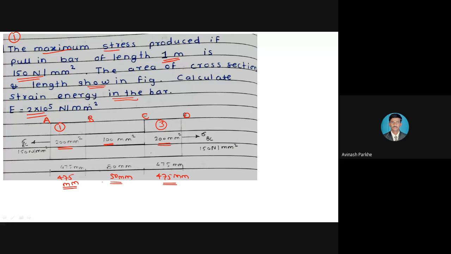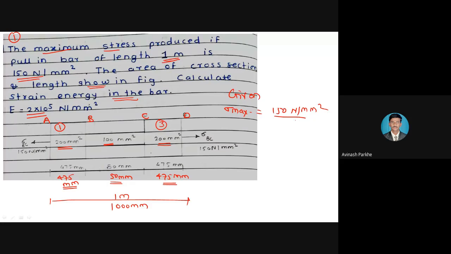Okay, and the total length of this particular bar is 1 meter. 475 plus 50 plus 475, the total length is 1 meter, or 1000 mm, which is given in the statement. And this particular bar AD, that is section 1, section 2 and section 3, is subjected to the maximum stress. I will write down the given. It is subjected to the maximum stress of 150 Newton per mm square.